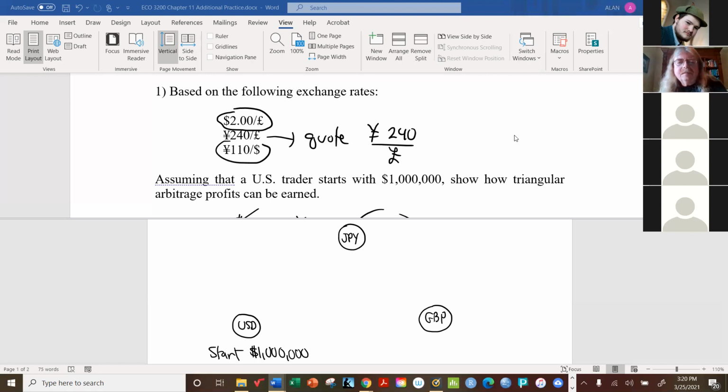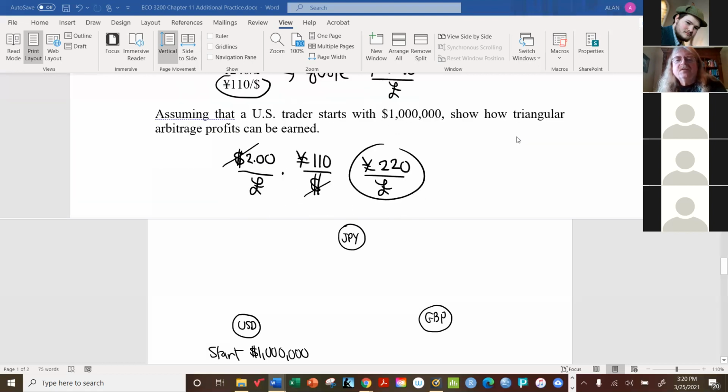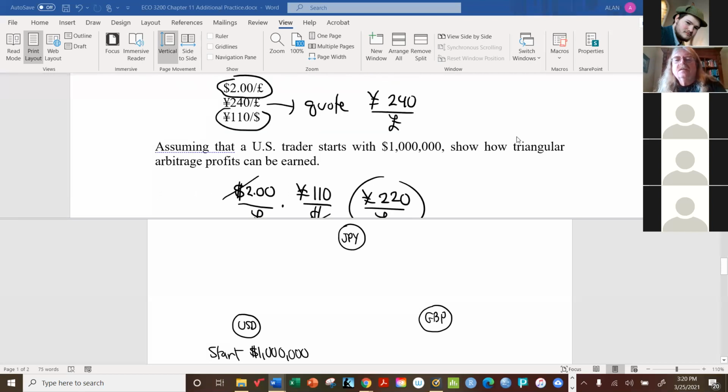All right. So now one thing you might pay attention to here is this. We saw that the quote is 240 yen per pound, but it should only take 220 yen to buy a pound. So that means each pound can be sold for too many yen.